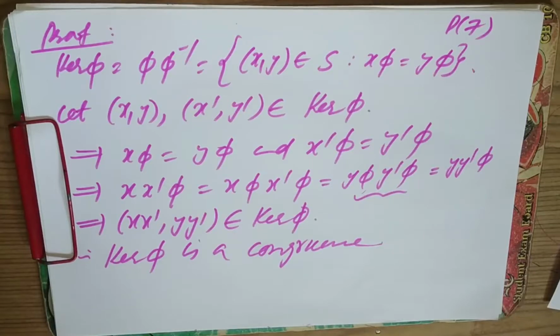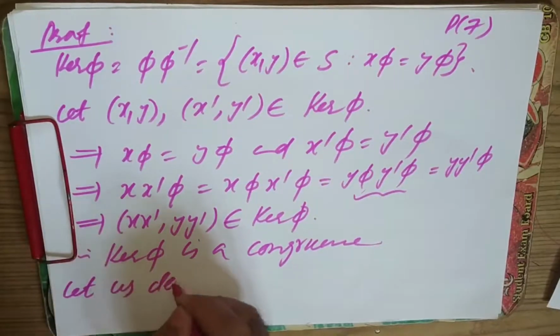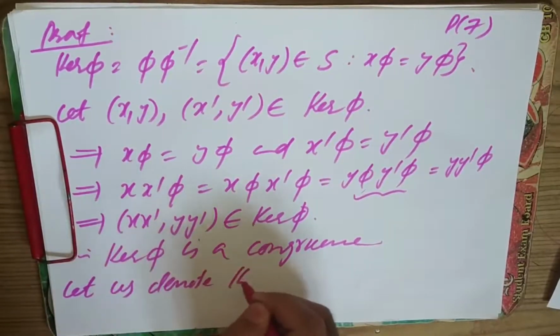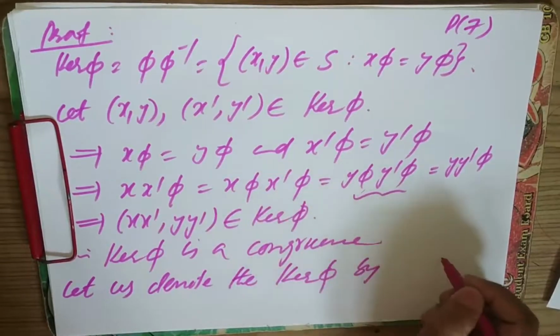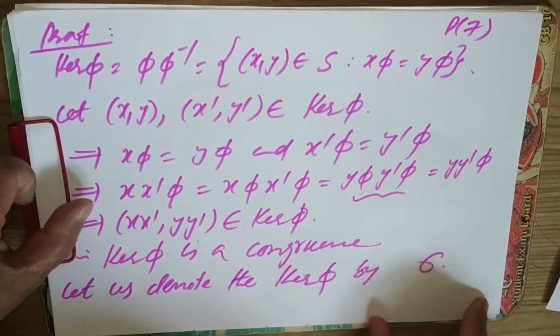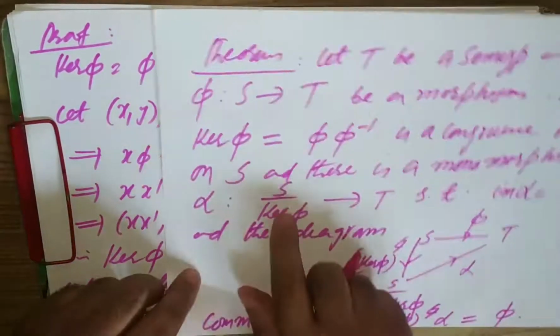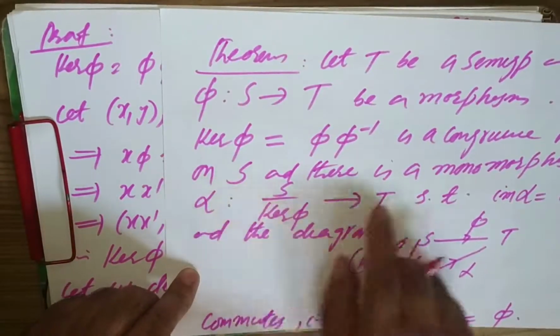Okay, let's define that alpha, and we denote the kernel of phi by sigma. Okay, let's denote it by sigma. Now we have to define a map alpha from S over the kernel of phi. The kernel of phi is denoted by sigma. That means we have to define a map alpha from S over sigma to T.